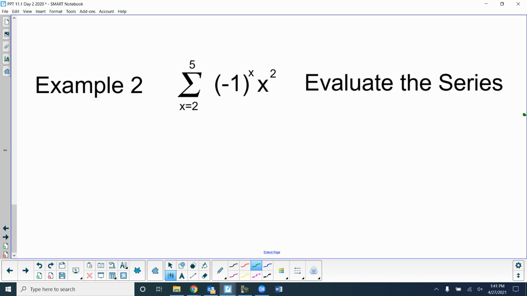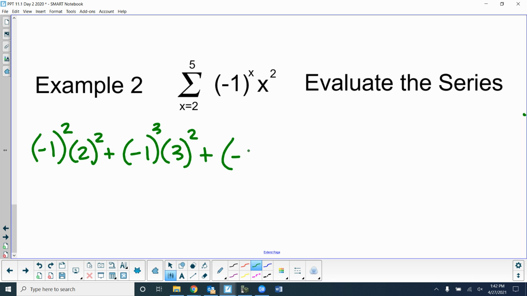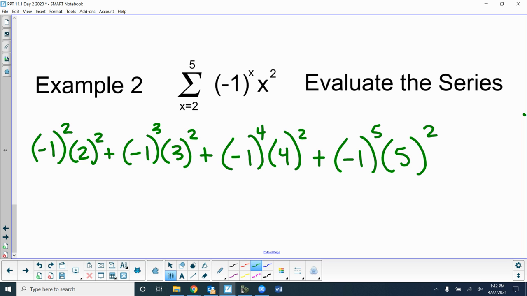All right, so what numbers do I start with putting in for x? 2. What numbers do I end with? 5, yeah. And I've got to use 3 and 4 as well. So this one is -1, and then x is 2 to start, plus -1, x is 3 now, plus x is 4 now, and x is 5. So wherever I see an x, I put a 2, because my lower limit's 2, and then I put a 3, a 4, and then a 5, and that's where I stop because my upper limit's 5.